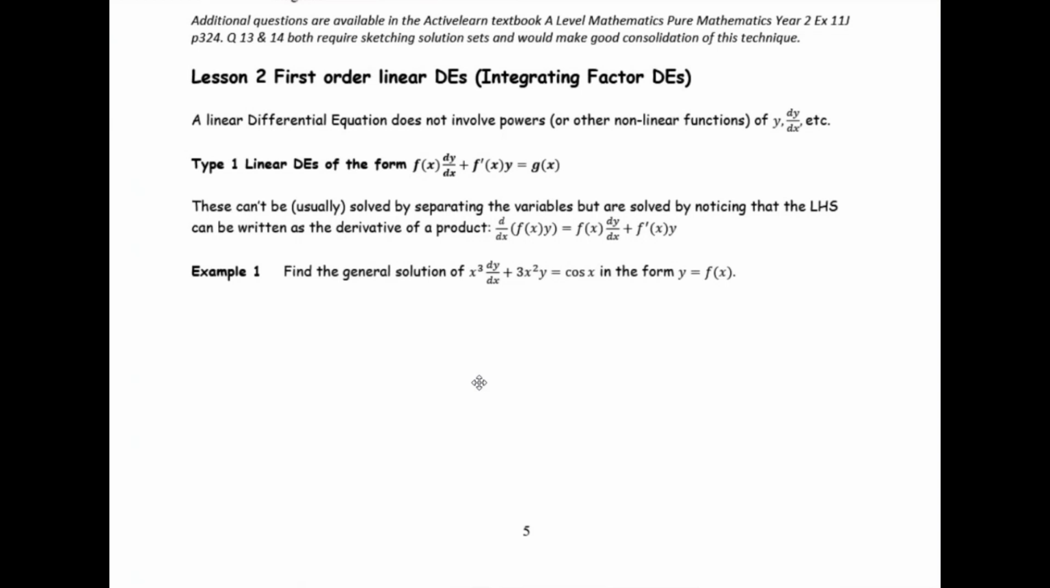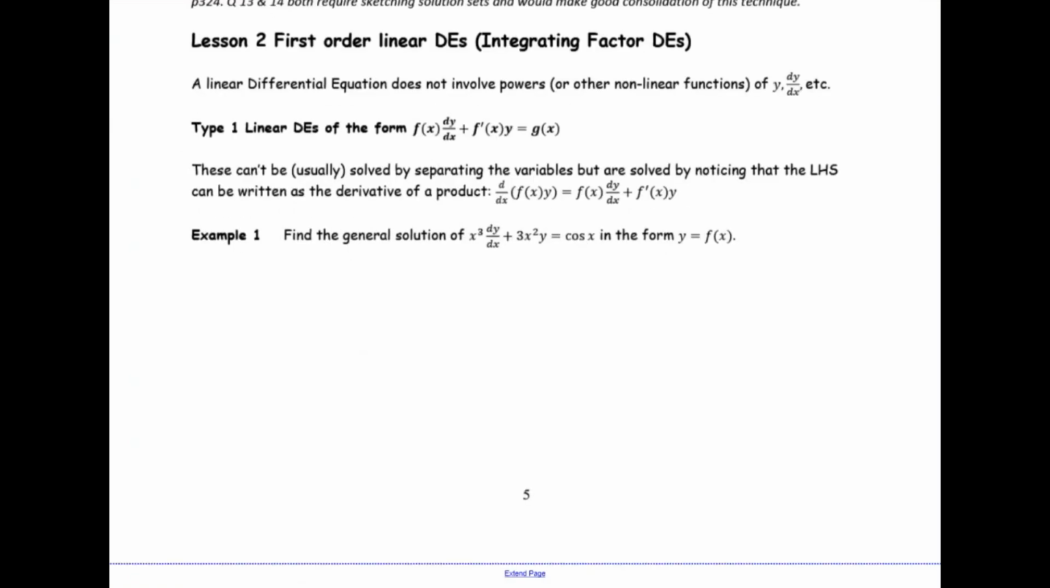Now we're going to look at another method of solving some first-order differential equations, which is known as the integrating factor method. It comes out as a consequence of the product rule. So we're going to just start off by looking at differential equations which have come from differentiating a product of two functions. Okay.